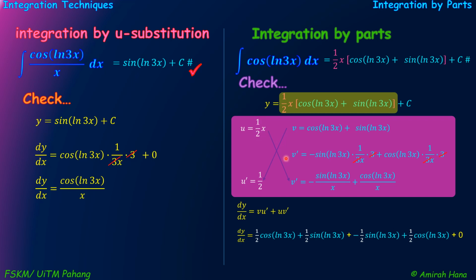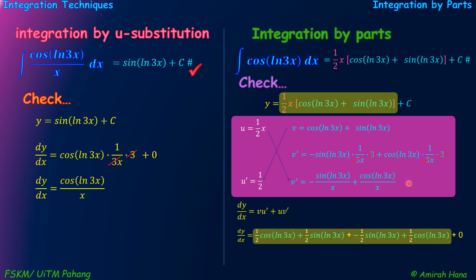So we have half x times negative sin ln 3x over x. We can simplify x here and x here. So we get half, and then positive times negative equals negative, and then sin ln 3x. No more over x here because we simplified x here and x here. Okay? And then half x times cos ln 3x over x. So we can simplify x here and x here, so we get positive half cos ln 3x.